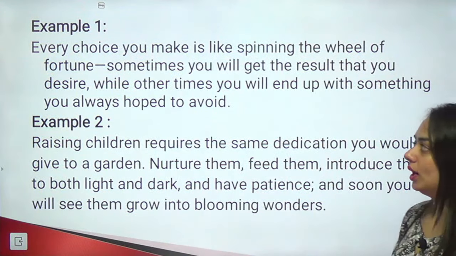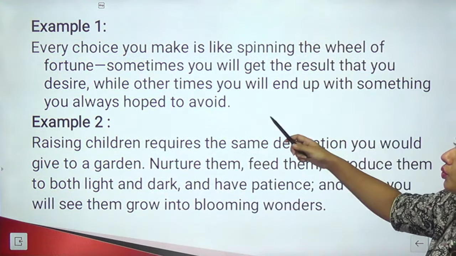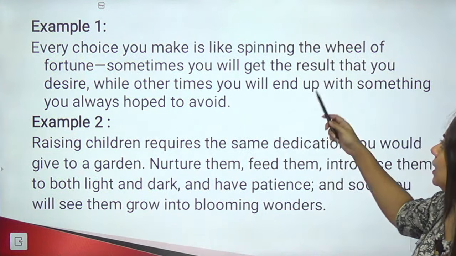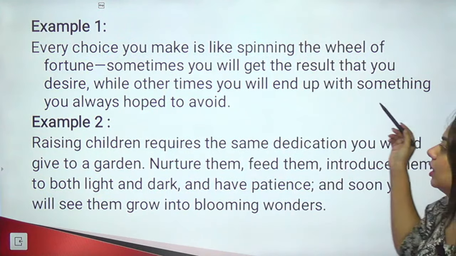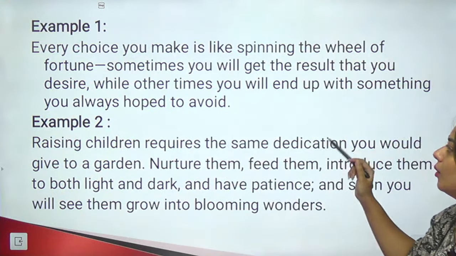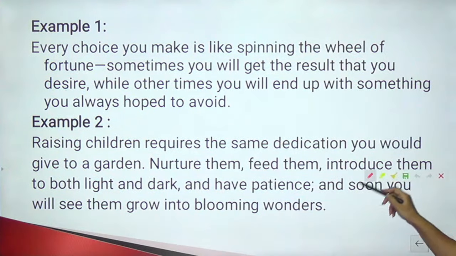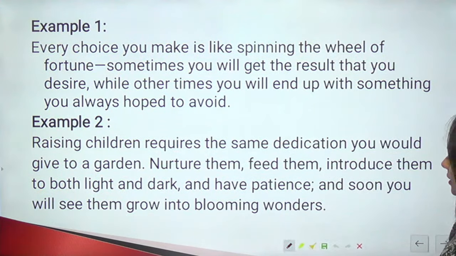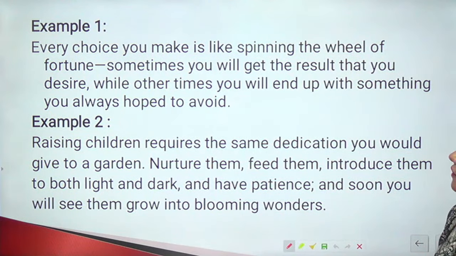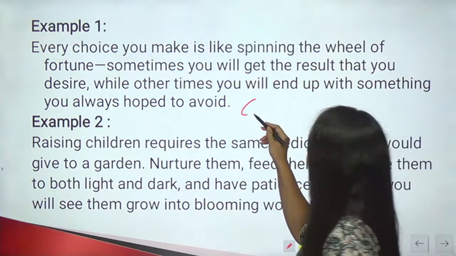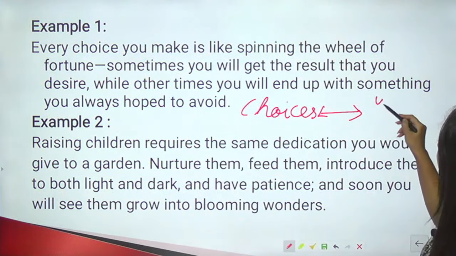Let's see example 1. Every choice you make is like spinning the wheel of fortune. Sometimes you will get the result that you desire, while other times you will end up with something you always hoped to avoid. Wheel of fortune, यहाँ किन दो चीज़ों का comparison हुआ है? What is the issue at hand? It is every choice you make. Choices को compare किया गया है. Choices are being compared to wheel of fortune.